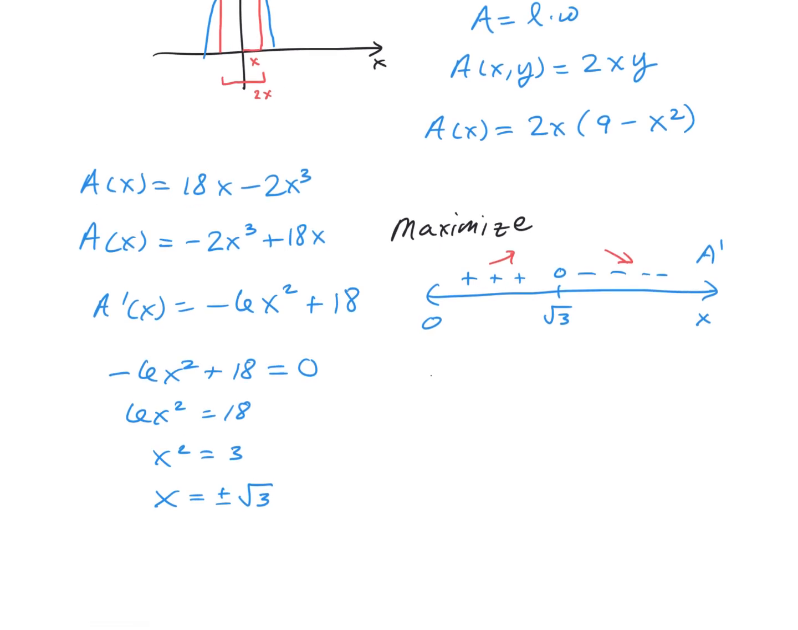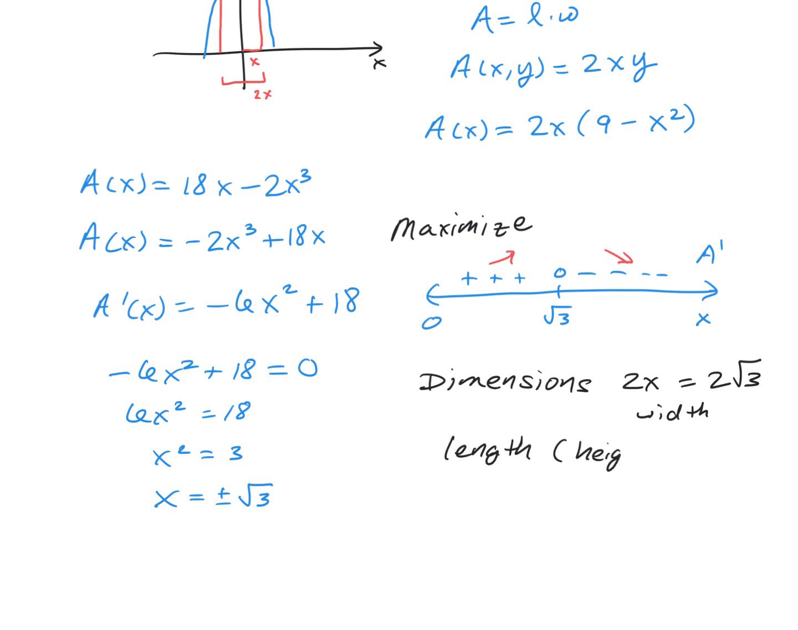So our dimensions are going to be 2 times x, so it's going to be 2 square root 3, and that's going to be our width, and then our length, or in this case it's actually a height, if you will, is going to be y is equal to 9 minus the x squared, which is the square root of 3 squared. So that's just y equals 9 minus 3, better known as 6.